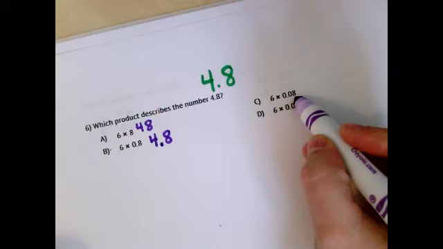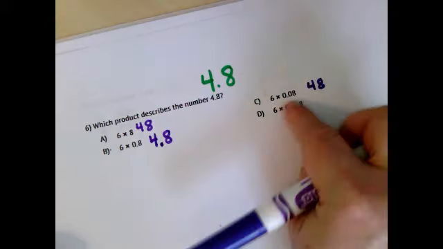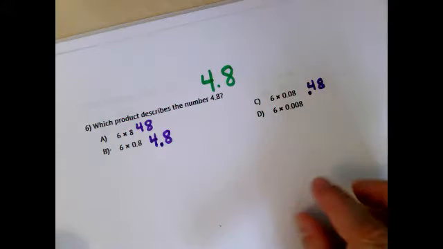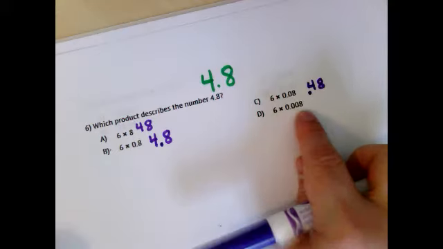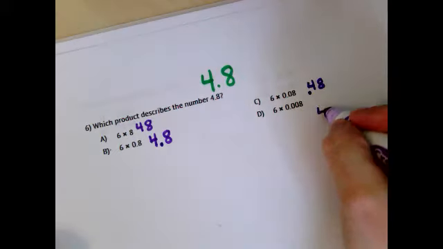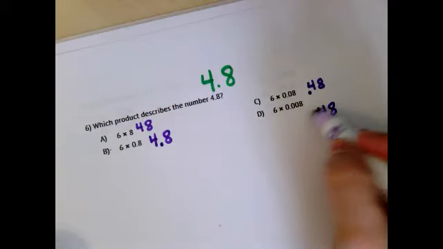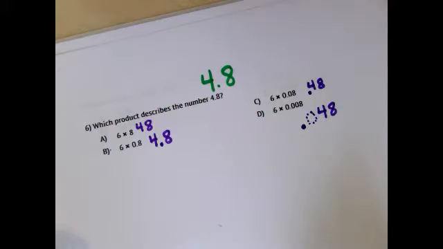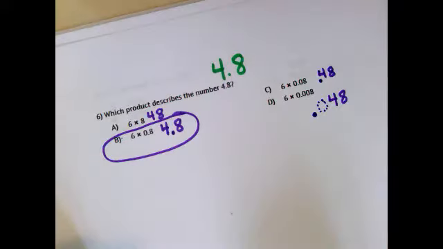So let me double check over here. 6 times 8/100. Well, I know that's going to be 48, and I need to move that decimal back 2 places. That gives me 48/100. And then the last one is 6 times 8,000. Well, I know 6 times 8 is 48, and then I need to move that decimal back 3 places. So I've got to put a 0 in there in order to get it back 3. So the only answer here that matches would be B, which is.